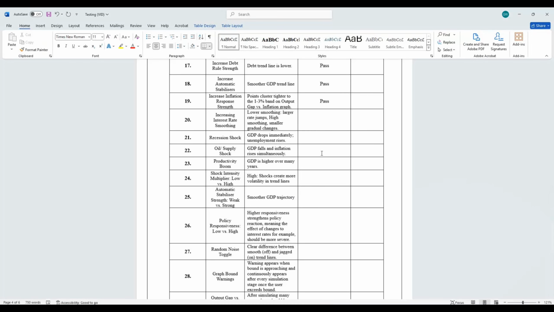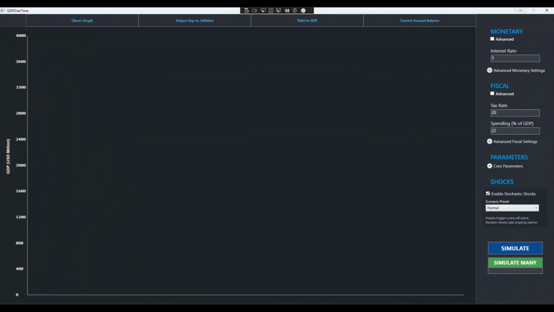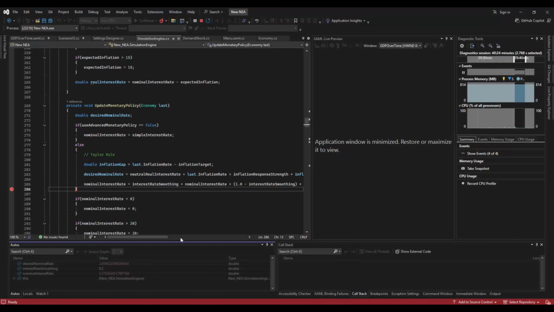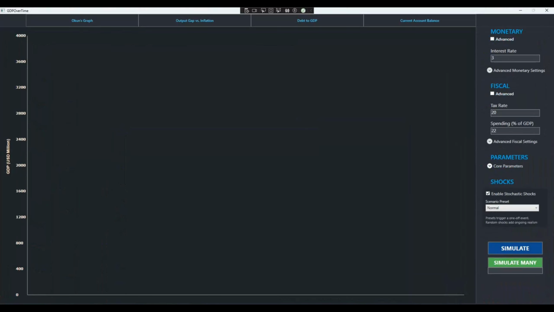Moving on to test 20: an increase in interest rate smoothing should lead to smaller, gradual changes in interest rates over time. So a lower smoothing value should lead to larger rate jumps, and a higher smoothing value should lead to smaller gradual changes. You can't test this criterion visually, so we'll have to use breakpoints within the code and observe the values to see the changes.